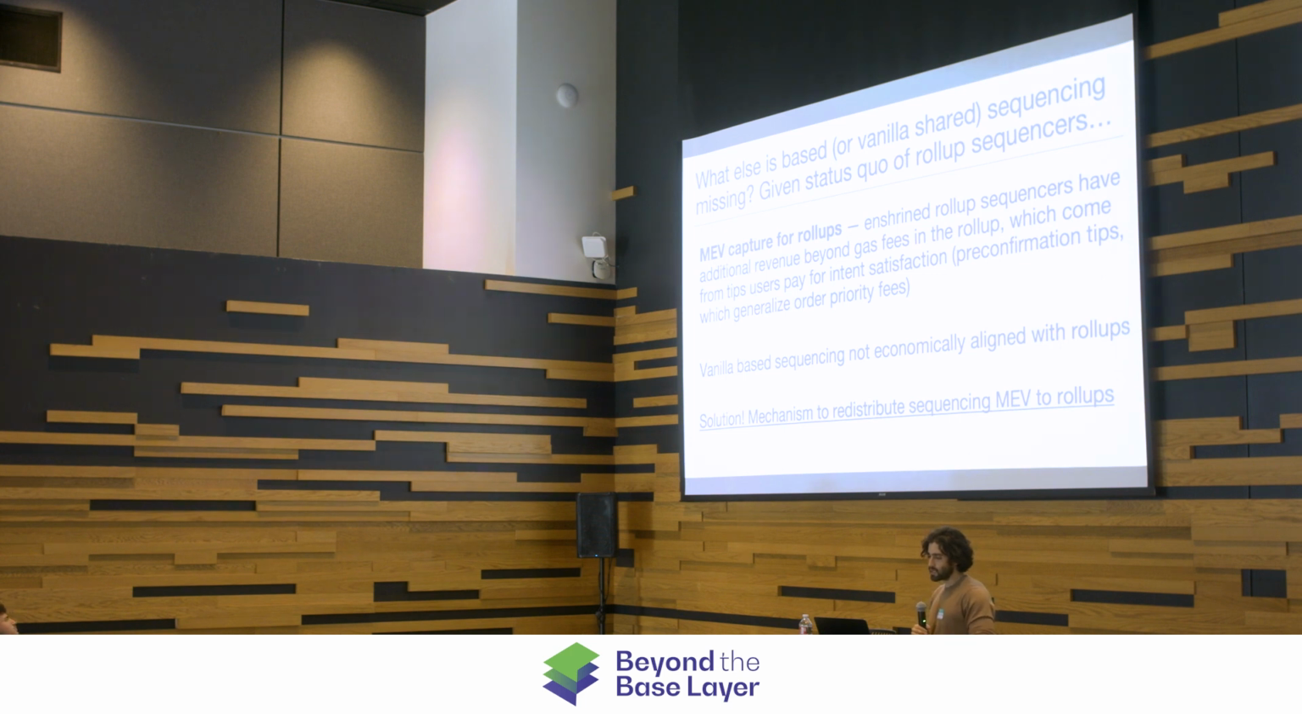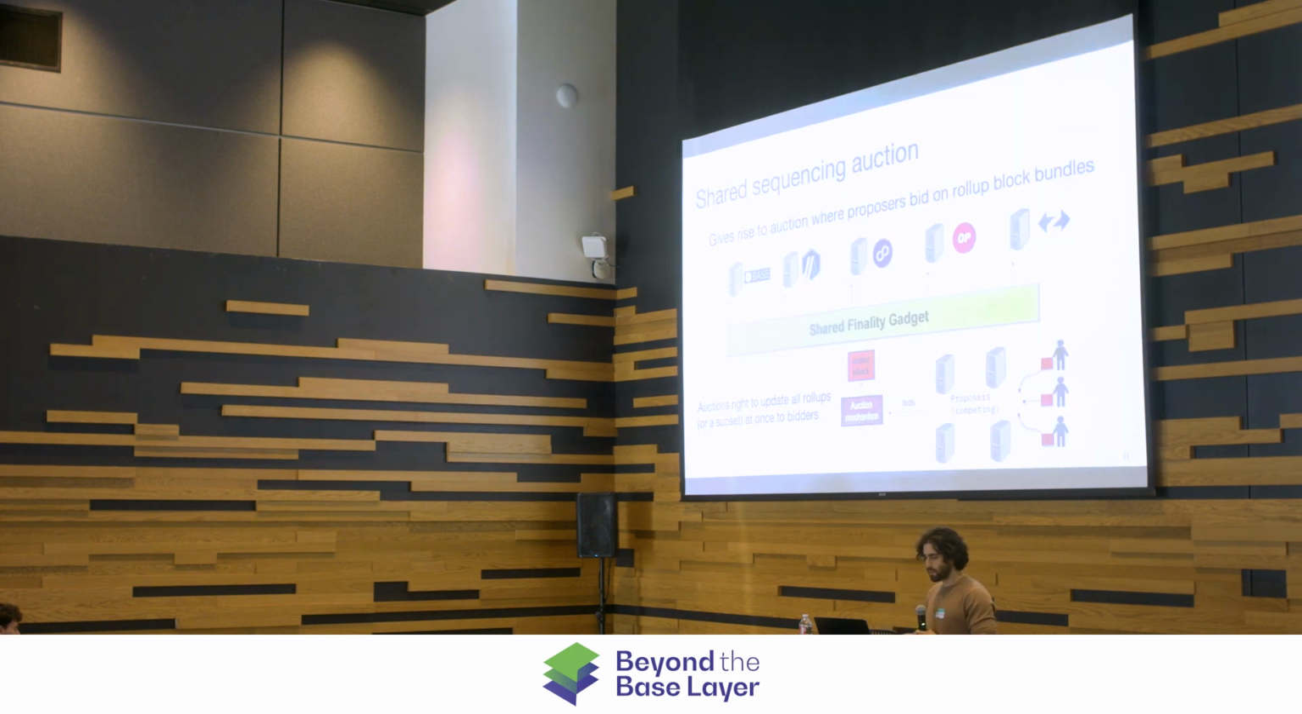And so, because enshrined rollup sequencers have this additional revenue, we need to figure out a way to enable synchronous composability, better interoperability, all the advantages of base sequencing that I talked about, but while allowing these sovereign chains to still have this additional revenue capture. And there is a solution. What we need is a mechanism to redistribute sequencing MEV to rollups. So what comes from this is what I call a shared sequencing auction.